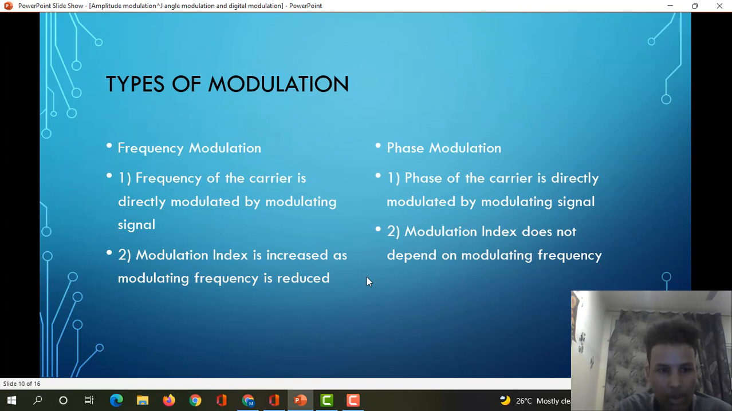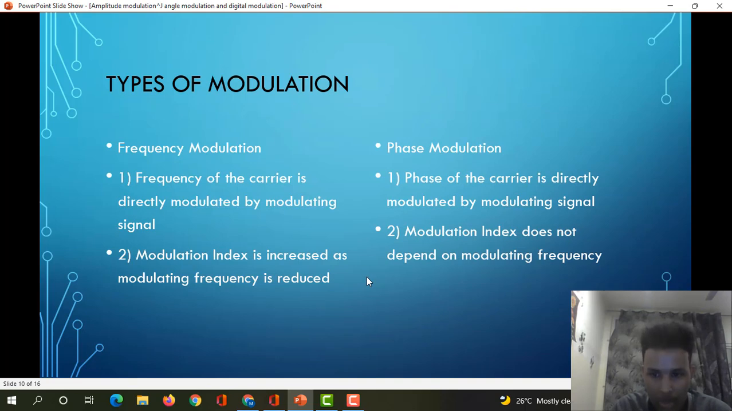So if we go first with frequency modulation, number 1, the frequency of the carrier is directly modulated by a modulating signal. Modulation index is increased as modulating frequency is reduced, so they are inversely proportional. The phase modulation, number 1, the phase of the carrier is directly modulated by a modulating signal.